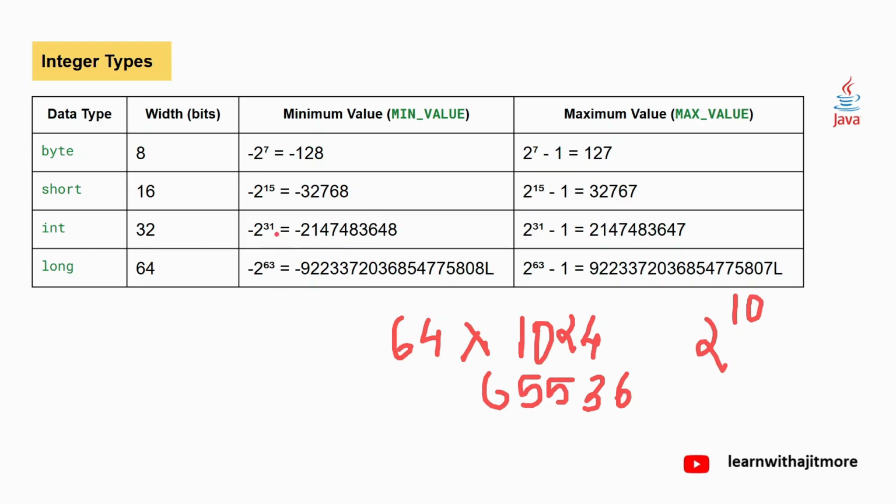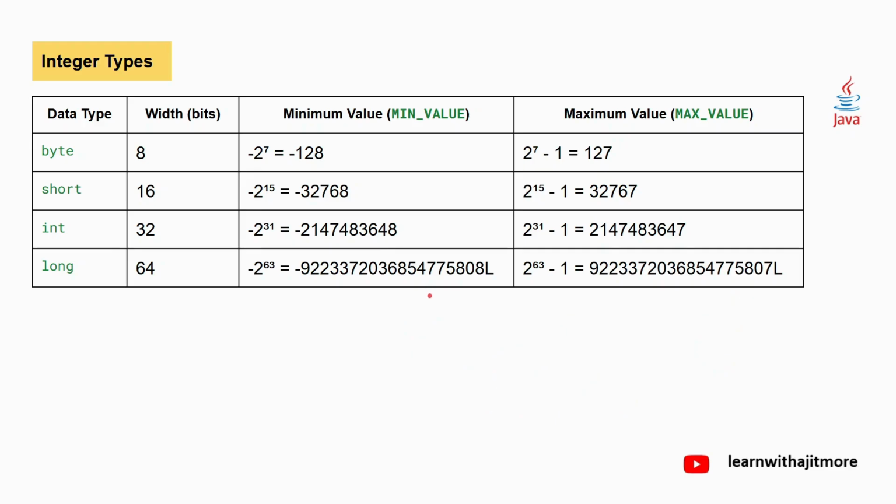Same way int, which is 2 raised to 31 to 2 raised to 31 minus 1. This is approximately 2 billion. And last is long, which is 2 raised to 63 to 2 raised to 63 minus 1, plus or minus. This is approximately 9 quintillion. Okay, so I hope you got it.